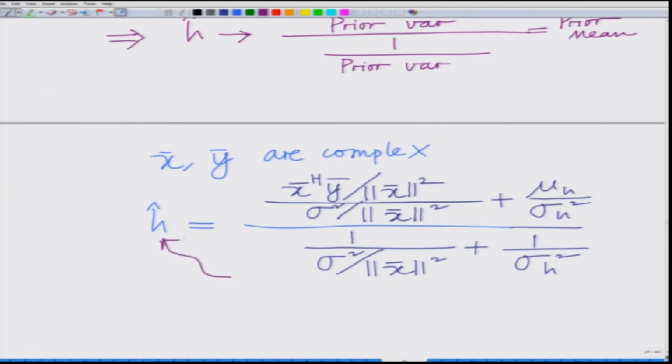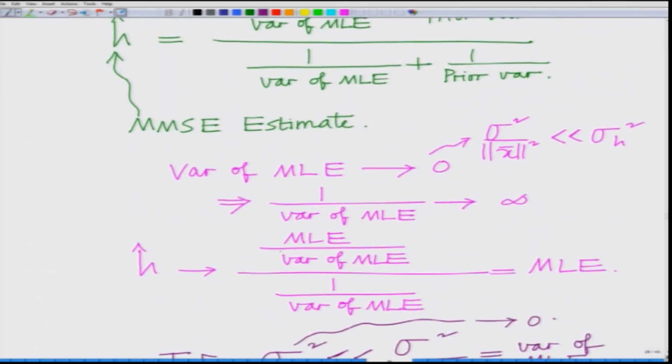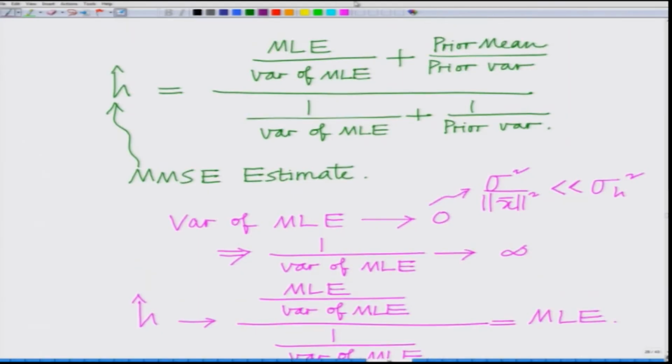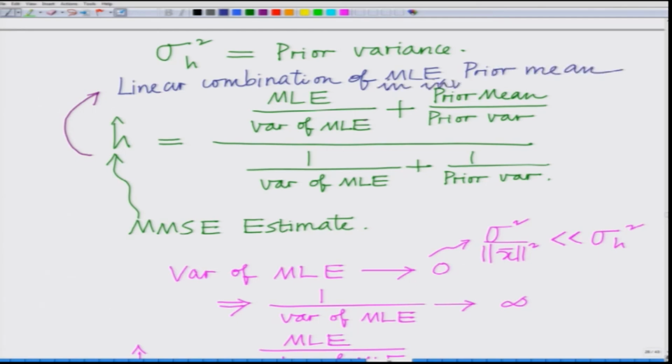This estimate is going to be a complex quantity, h hat is going to be a complex quantity. Okay. So, that is what happens for the MMSE. There is a linear weighted combination of the ML and the prior mean in the inverse ratio of variances. So, let me also write that down: a linear combination of MLE, comma, prior mean, in inverse ratio of their variances. Okay. So, this is an important principle to keep in mind.